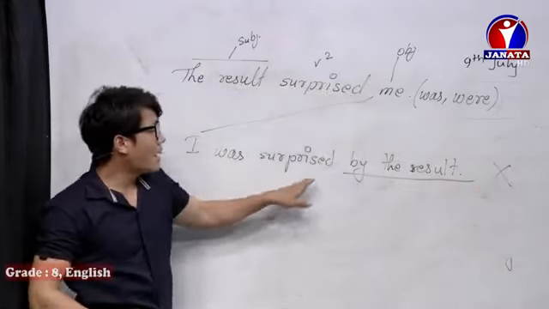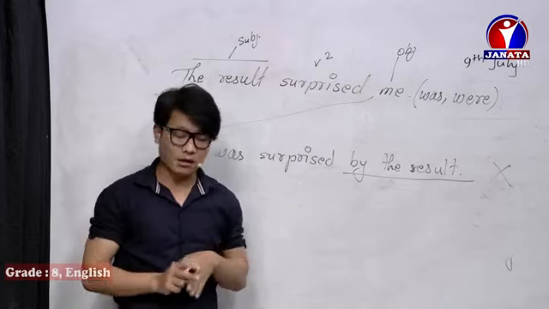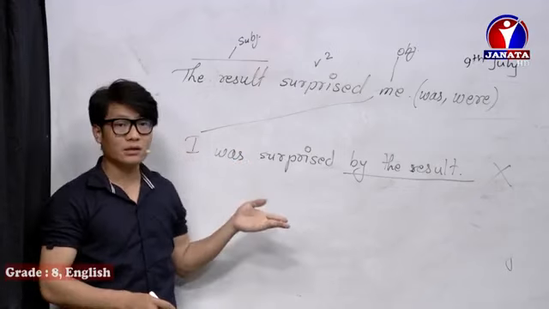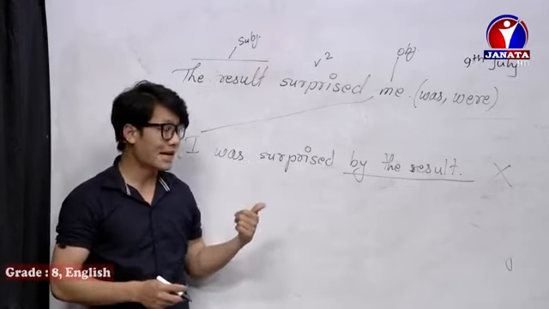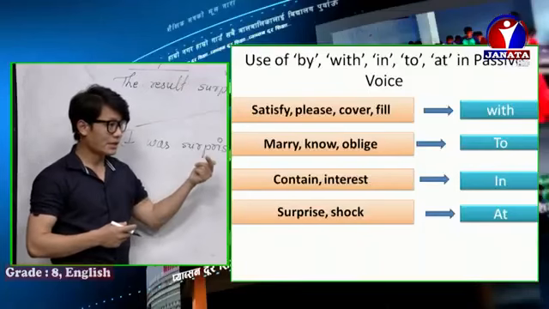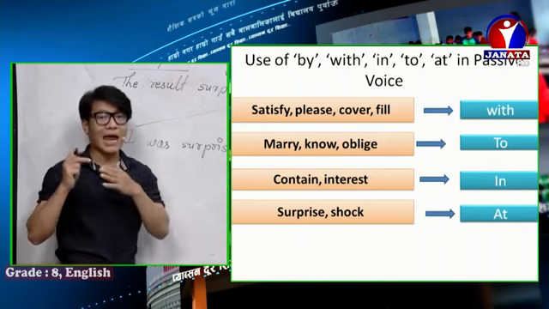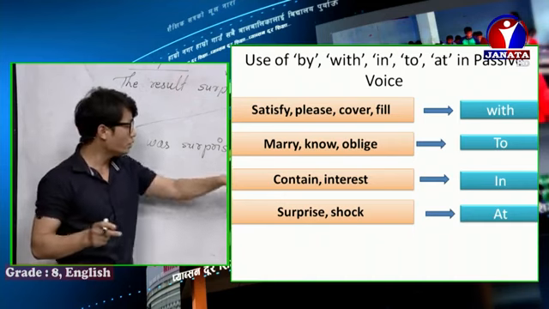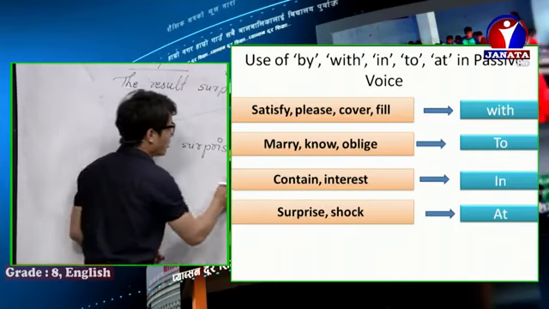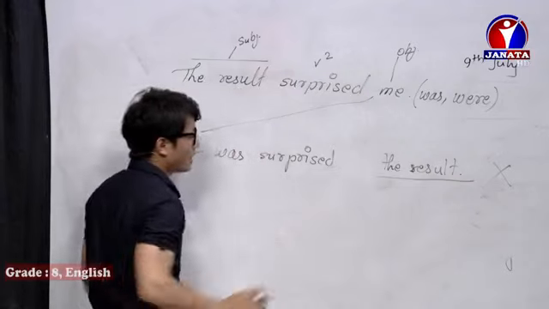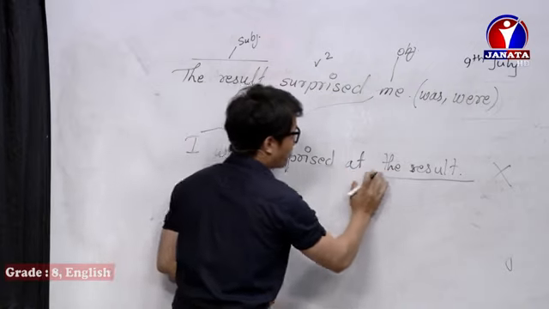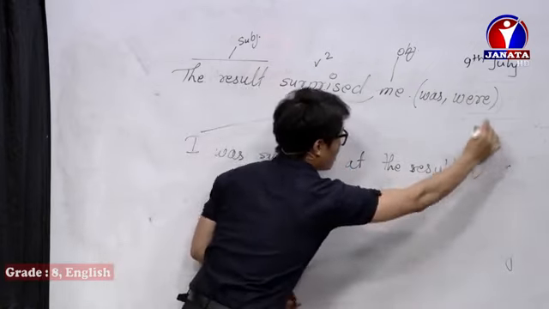I was surprised by the result, and this is wrong because you can see this side once again. This side, the verbs with the different prepositions. Let me show you the slide once again. I had told you that surprise, shock, take, these verbs take the preposition at. So you should not write by here. If you write by, then it becomes wrong. So in the place of by, you should write at here. I was surprised at the result. So this is now right.